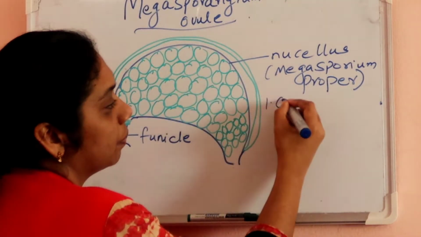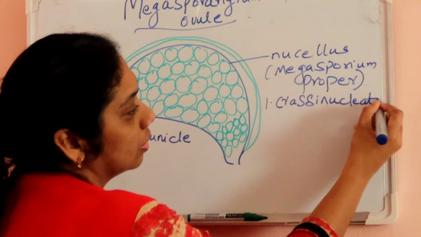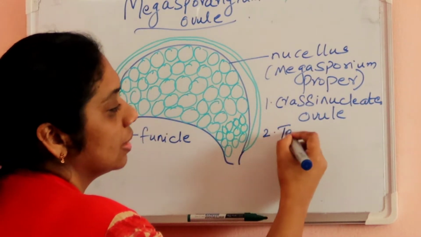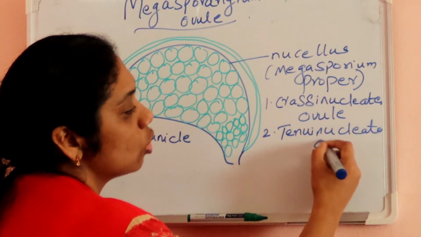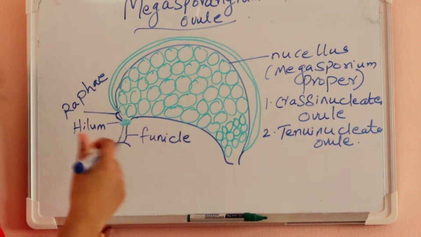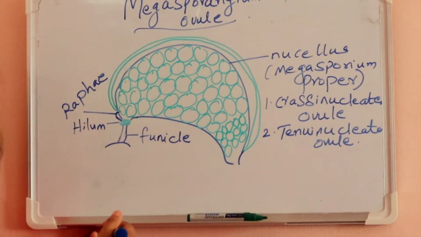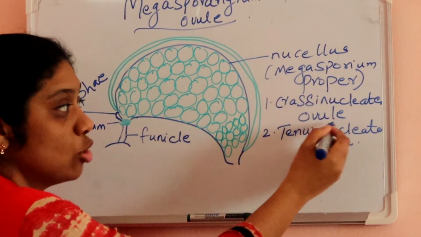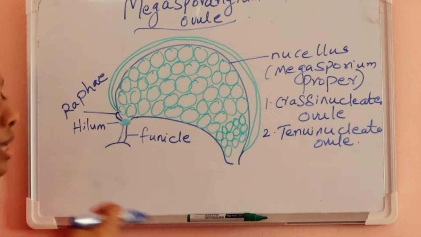First one is the crassinucellate ovule, and the second is the tenuinucellate ovule. Crassinucellate ovule means a massive nucellus is present. Tenuinucellate ovule means a less developed nucellus is present. So based on the quantity of nucellus, two types are there.